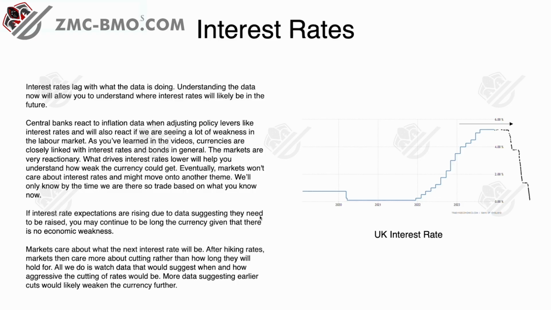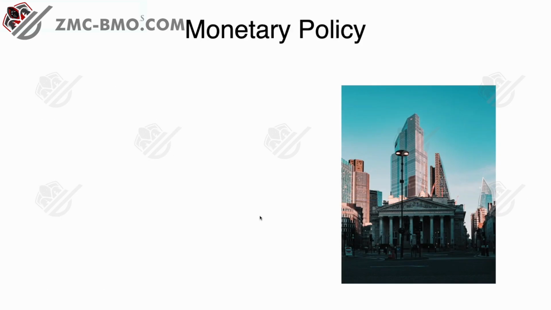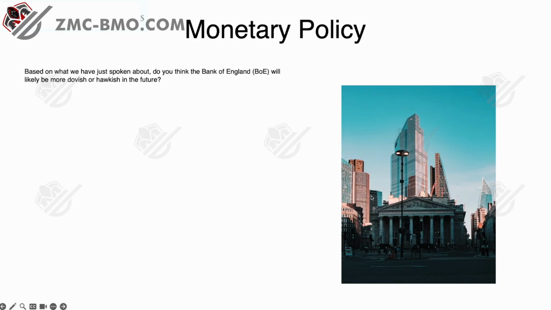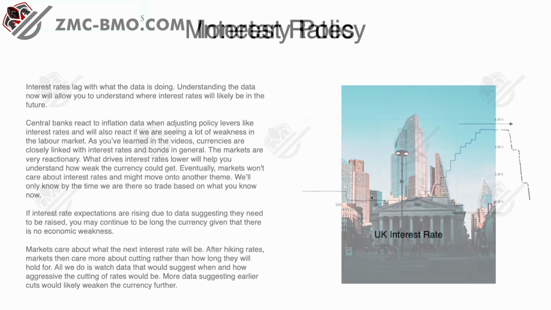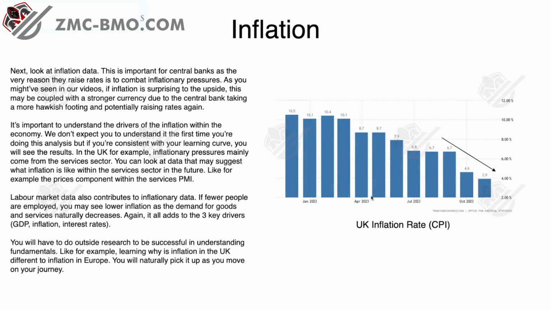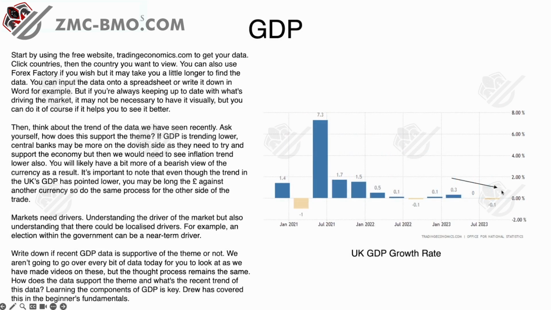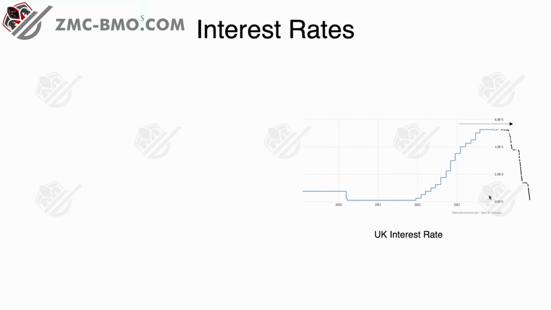Now, let's move on to another one, which is of course monetary policy. This is the Bank of England, by the way, in the City of London. Based on what we have just spoken about, so these three interest rates and the CPI components, CPI has moved lower recently, and GDP is also printing lower. This is the first quarter over quarter of negative GDP in the UK. Two negative quarters of GDP is recession. Well, that's the textbook view of a recession.